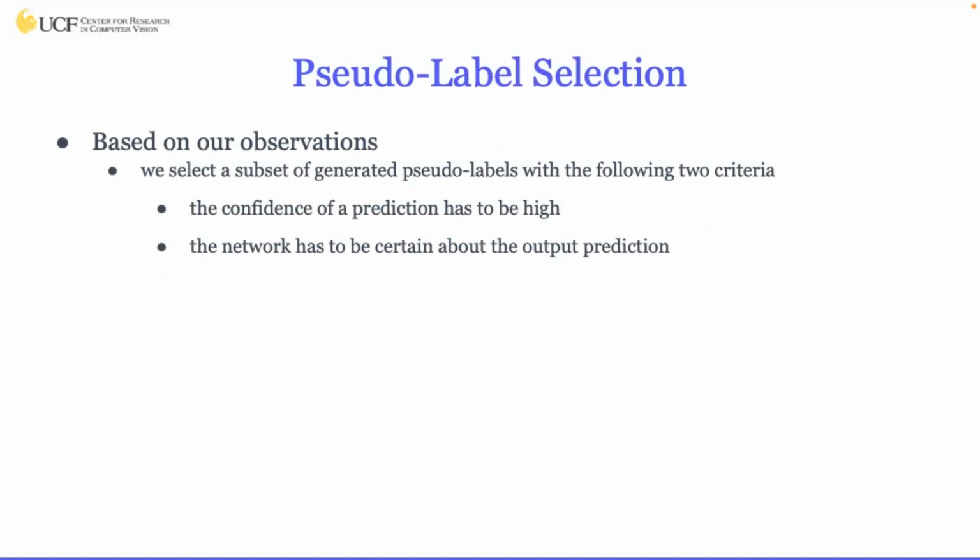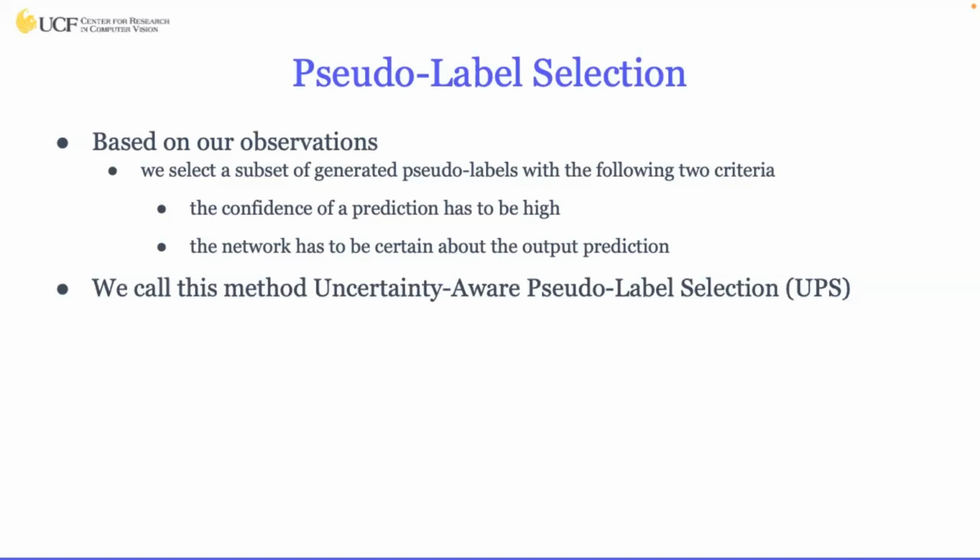We build our solution based on this insight, and we want to select a subset of generated pseudo-labels with the following two criteria. First, the confidence of the prediction has to be high, and the network has to be certain about the output prediction. That means if the network is certain, the calibration error is lower, and since we already selected highly confident, they are more likely to be correct. We call this method uncertainty-aware pseudo-label selection, or UPS.